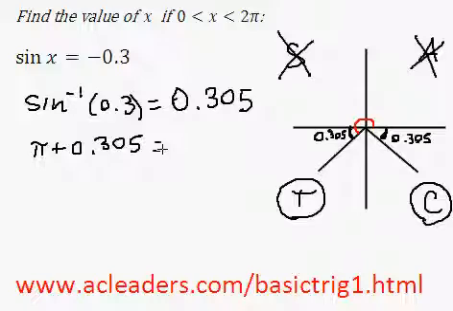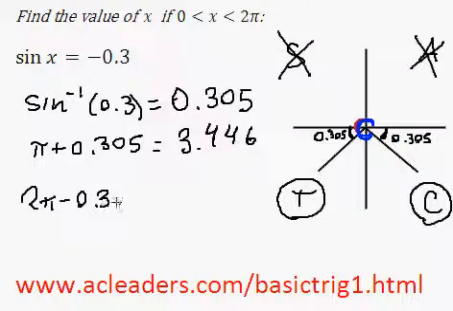oh, my calculator is acting up on me. There we go. 3.446. So that's the red angle here in standard position. But now we also need this angle right here. And how can we find that? Simple. We can just subtract 0.305 from 2 pi. So 2 pi minus 0.305.